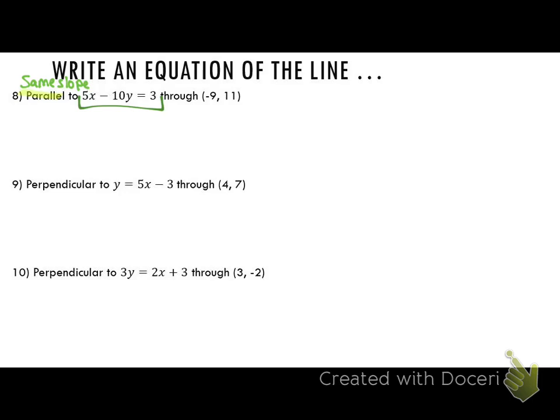So what do I need to do first to put it in y equals mx plus b? Subtract 5x on both sides. We got negative 10y equals. Can I subtract x from a number? Cannot. Minus 5x plus 3. All right, my last step to solve for y equals mx plus b: divide by negative 10.